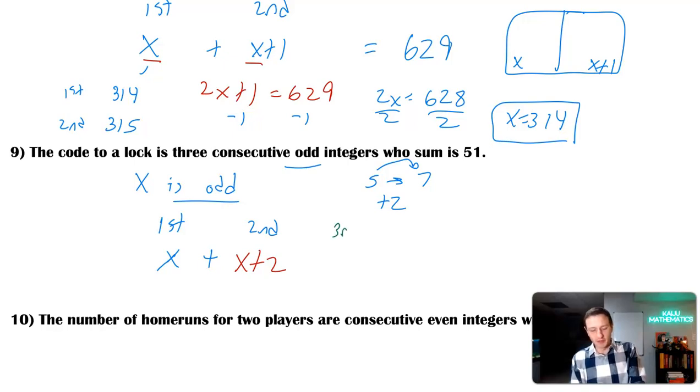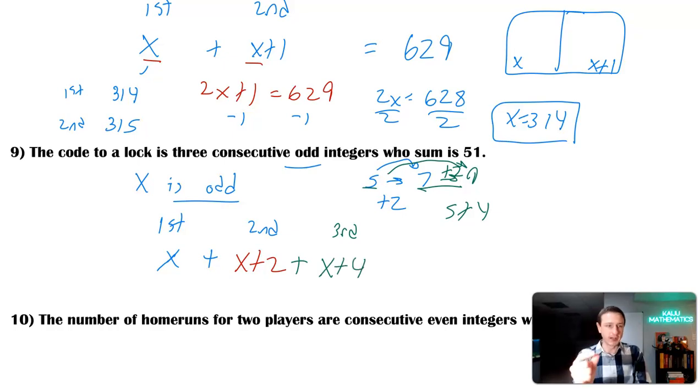Then what does that make our third number? Well, how do I keep going? If I'm at 5 and then I got to 7 by adding 2, how do I get to 9? I add 2 more, but how do I get from 5 to 9 from my starting point? I add 4. So I'm adding 2 more from 7 to 9, but then in total from 5, I have to add 4. So my starting point of still x, I have to do x plus 4 now.